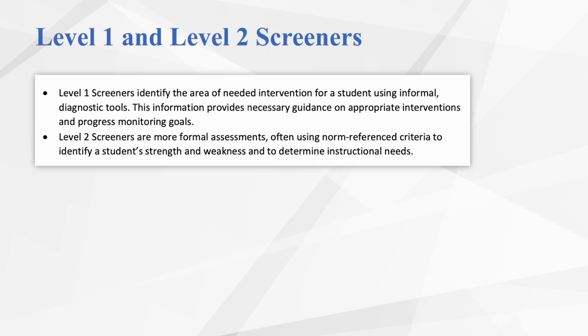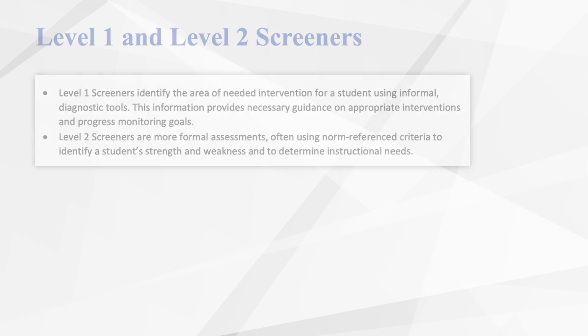Level 2 screeners are more formal assessments. The Level 2 screeners are those that are intended to determine eligibility. Therefore, Level 2 is often part of an MTSS process, or an overall evaluation meeting at the school that involves the school psychologists and other resource personnel.